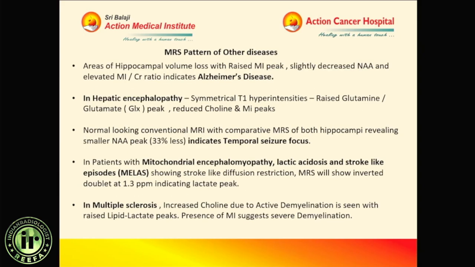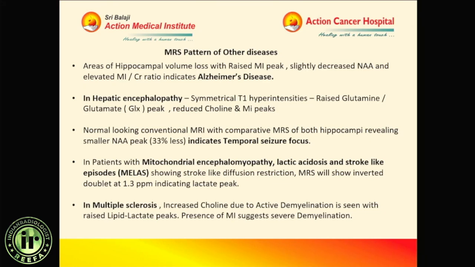Now, this is important. MRS pattern of some diseases: in Alzheimer's, areas of hippocampal volume loss with a raised MI peak, slightly decreased NAA and an elevated MI to creatinine ratio. In hepatic encephalopathy, we get symmetrical T1 hyperintensities with raised glutamate-glutamine (Glx) peaks. Now, with a normal looking conventional MRI, comparative MRS of both hippocampi, if it reveals a smaller NAA peak, at least 33% less, it indicates a temporal seizure focus.